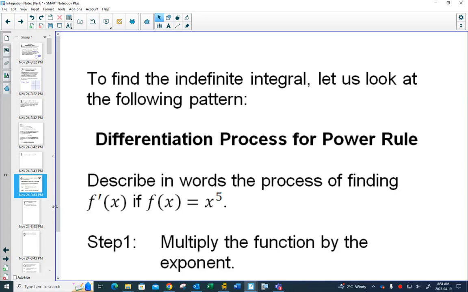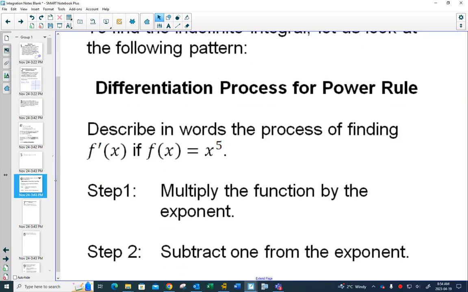And the way that you develop a process is you first look at, well, what did I do when I did the derivative of the power rule? And this is just review, this wasn't hard. You multiplied the function by the exponent, you brought that 5 in front. And then you subtracted 1 from the exponent. So this was the process of doing the derivative. And now we have to undo. And the undoing process is not that hard.